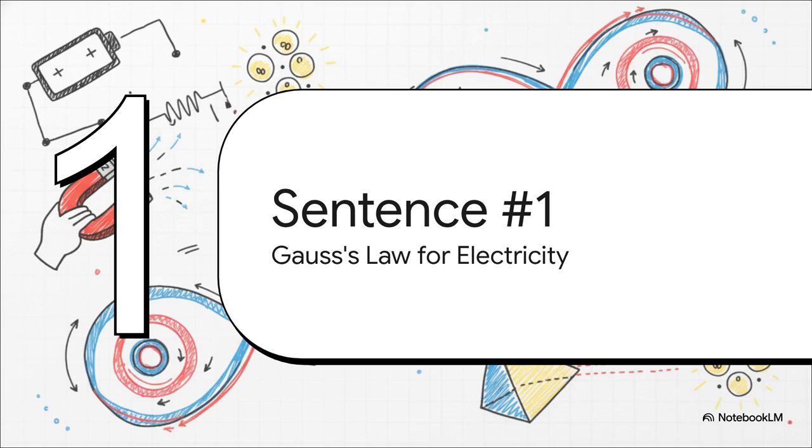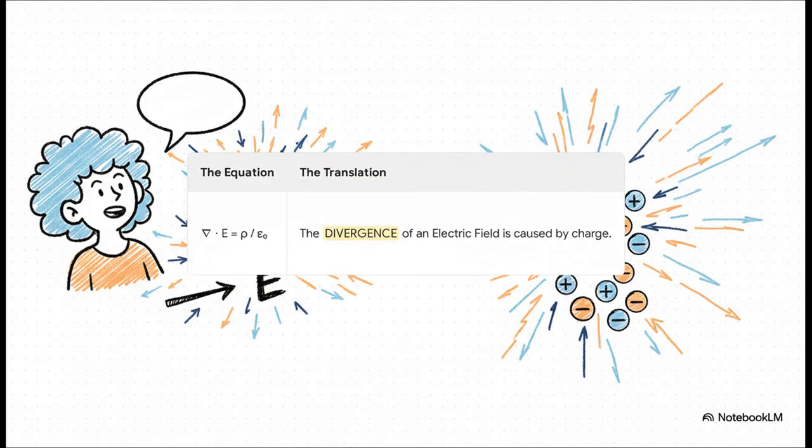Okay, we have our alphabet, we have our grammar. It is time to read our very first sentence. This is Gauss's law for electricity. Now, the math on the left might look a little intimidating. Ignore it for a sec and just look at the translation.